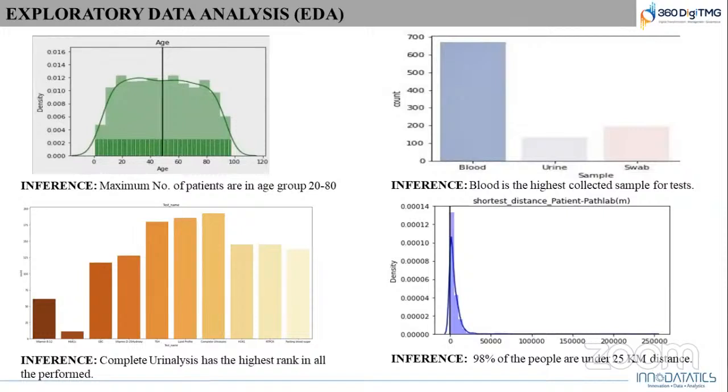We have also performed EDA to discover trends and patterns, or to check assumptions with the help of statistical summary and graphical representation. As we see in the first graph, the most sample orders we are getting are from the age group of 20 to 80. In the second graph, we can observe that the most common type of sample collected is blood. So here we can conclude that agents must keep enough blood storage tubes. In the third graph, we can see the most common test for which agents collect samples is urine analysis. The fourth graph shows us that 98% of the people ordering sample collection live within 25 kilometers of the diagnostic center.